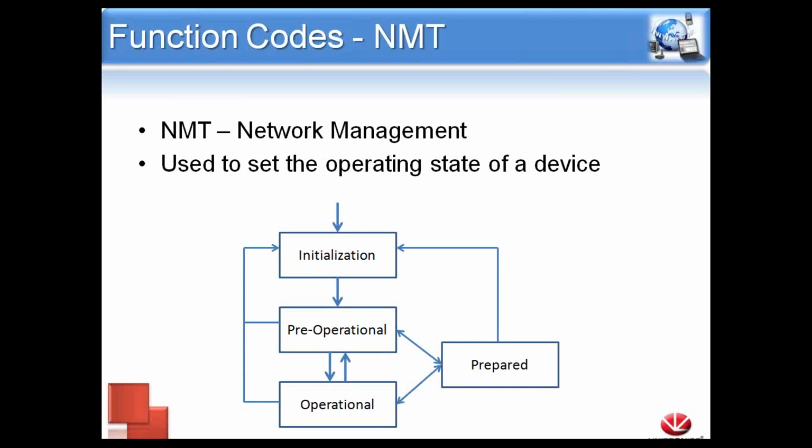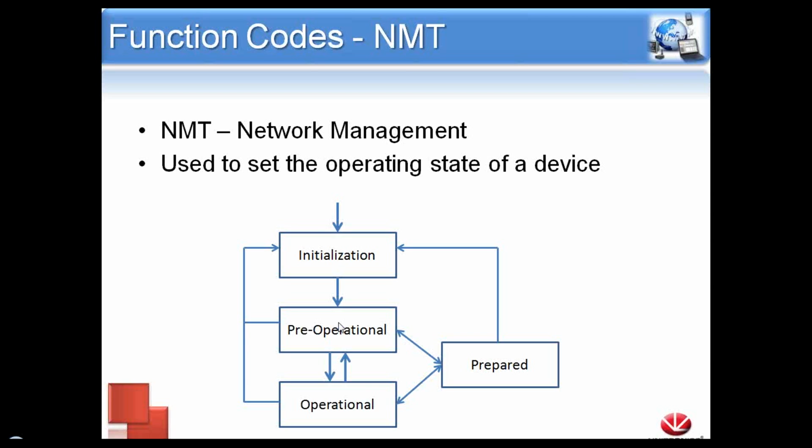All right, the first function code we're going to take a look at is called NMT, short for Network Management. This is how we can change the current state of a device. So if we start at the top here, this is considered power up. The first thing a CANOpen device is going to do on power up is, of course, initialize, setting any COM parameters or any default values. And then it's going to go into what's called pre-operational mode.